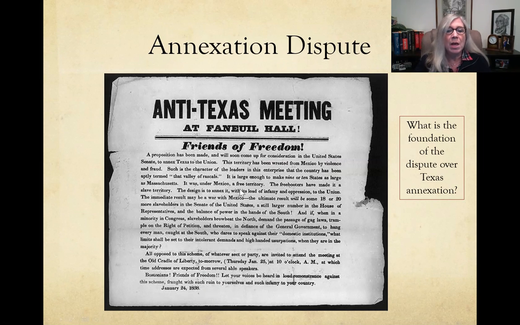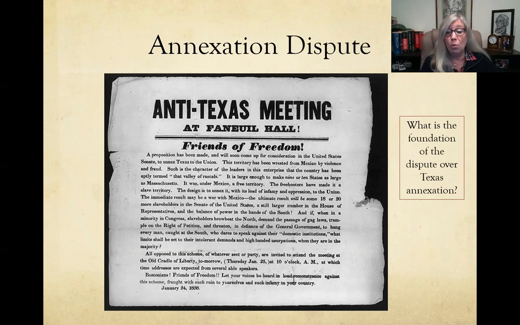But look what it says. A proposition has been made and will soon come up for consideration in the United States to annex Texas to the Union. Then skip down here, look what it says. It is large enough to make 9 or 10 states as large as Massachusetts. It was, under Mexico, a free territory. The freebooters have made it a slave territory. The design is to annex it with its load of infamy and oppression to the Union. The immediate result may be a war with Mexico.